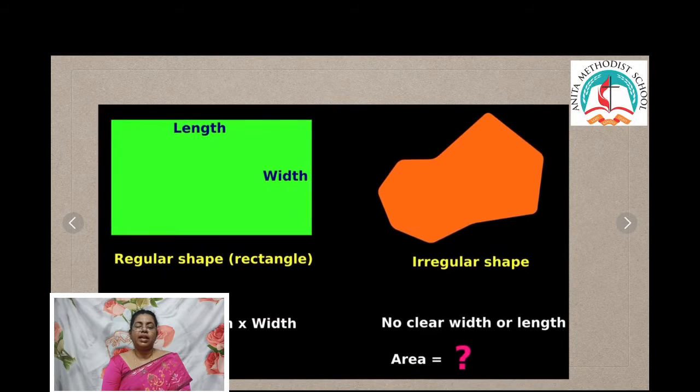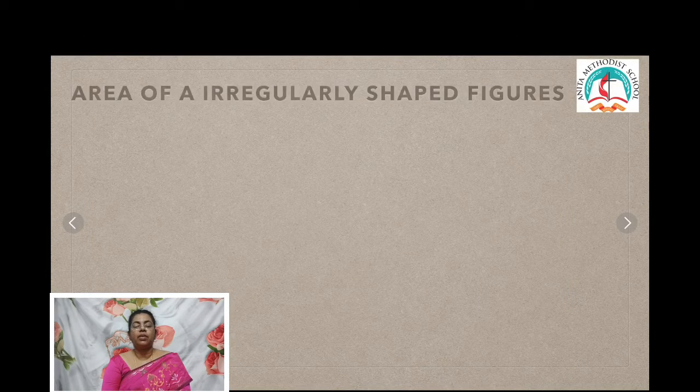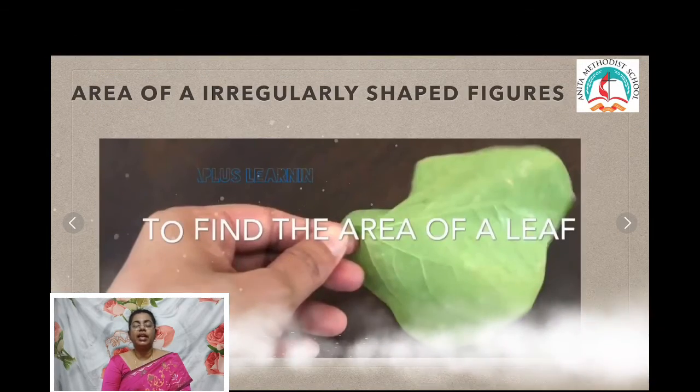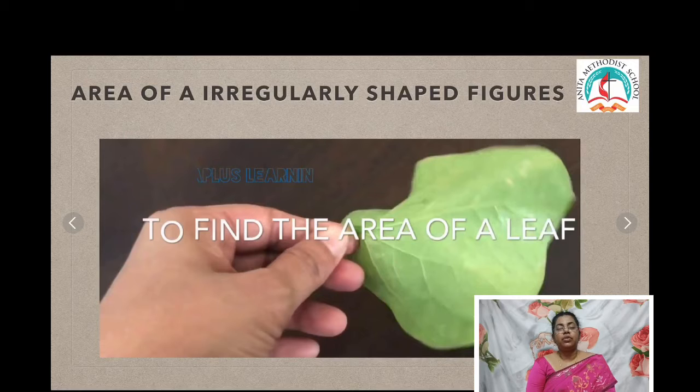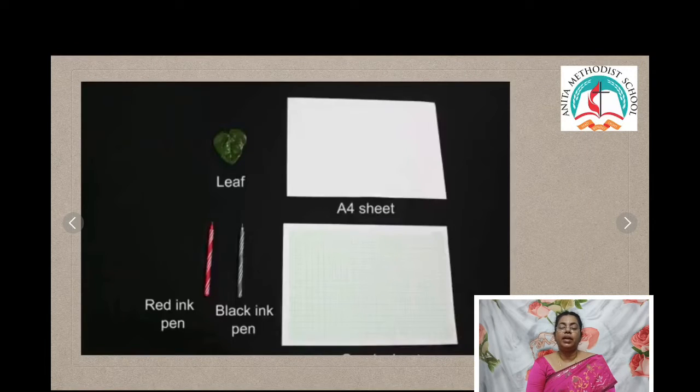Okay, for that let me give you an example. We are going to find the area of a leaf. A leaf is an irregular shaped object. So for that you take a graph sheet, an A4 sheet, a red pen, a blue pen and a leaf. Okay, we are going to do an activity. You sit along with me and start doing it. Okay, let me pause here. Just go and get everything and come.